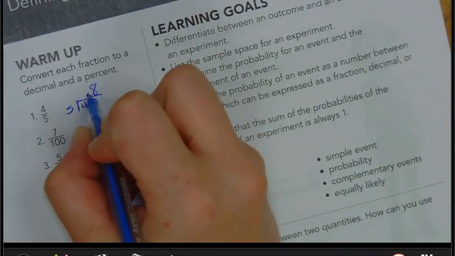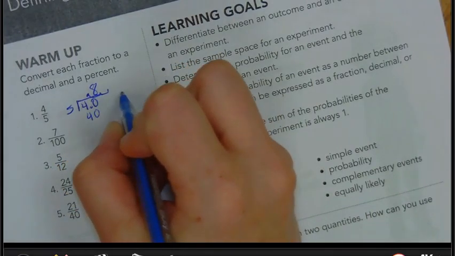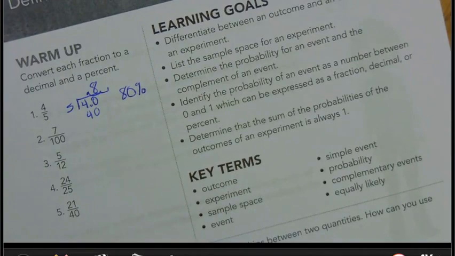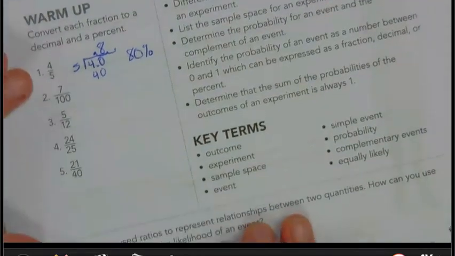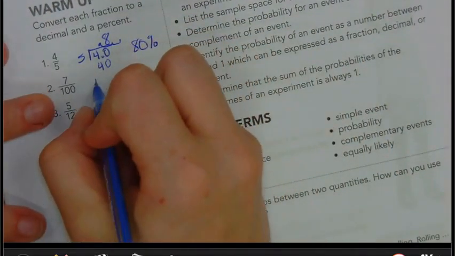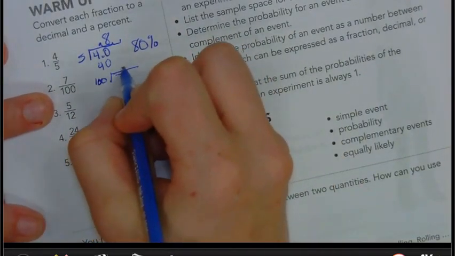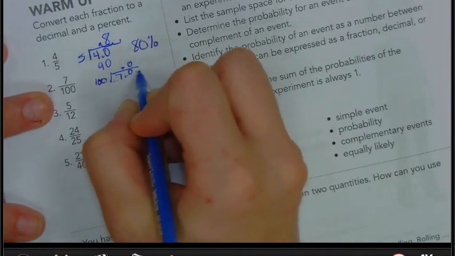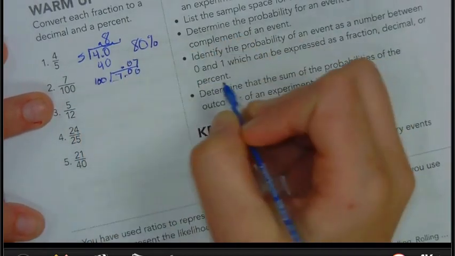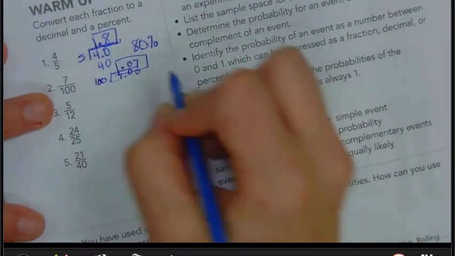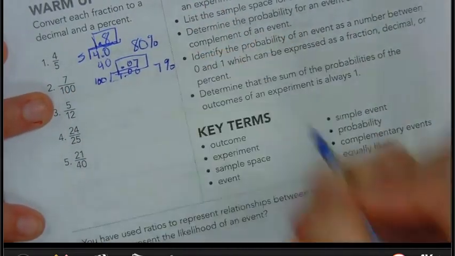Well, to turn a decimal into a percent, I need to move it 2 times to the right to get 80%. All right. Let's look at the next one. I have 100 on the outside, 7 on the inside. Well, it cannot go into 7. Can it go into 70? 0 times. Can it go into 700? 7. So my decimal is 0.07, but my percent is 7%.